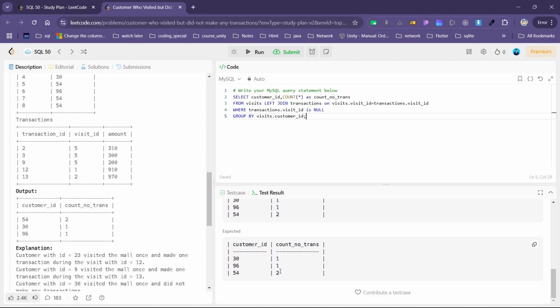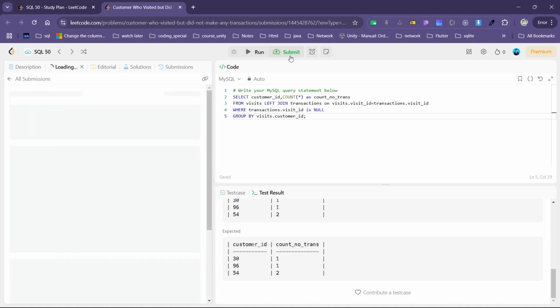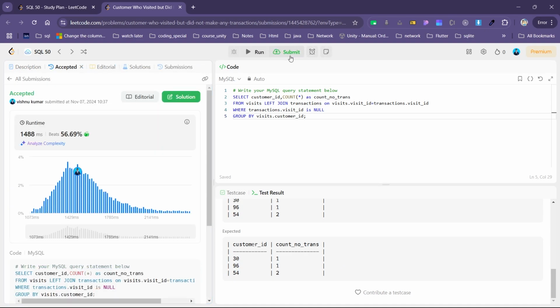So as you can see that the result of our query ran successfully. Now let's try to submit this. So our solution got accepted. Now let's try to submit this solution using other methods.